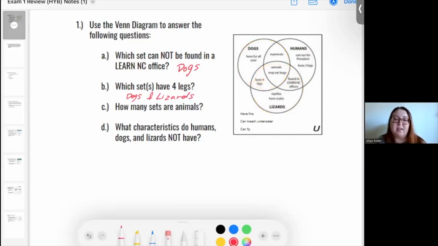All right. Then C, how many sets are animals? So we can look at our Venn diagram and see where the attribute of animals is. And if we look, it's right here in the center, animals. We know that the center of a Venn diagram usually is going to mean all sets. And we see that dogs, humans, and lizards circle around that attribute animals. So therefore, it would be in all sets. And there's 3 in this case. So how many sets are animals? 3. It's really all of them.